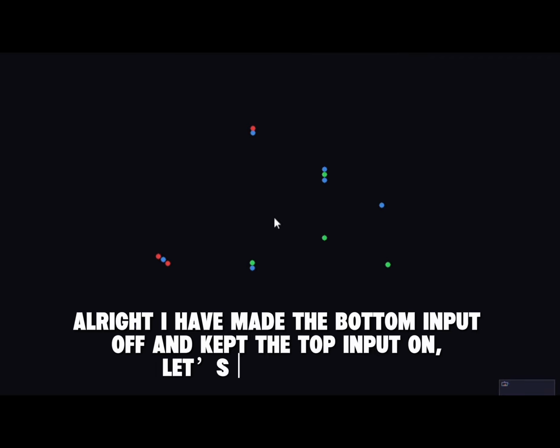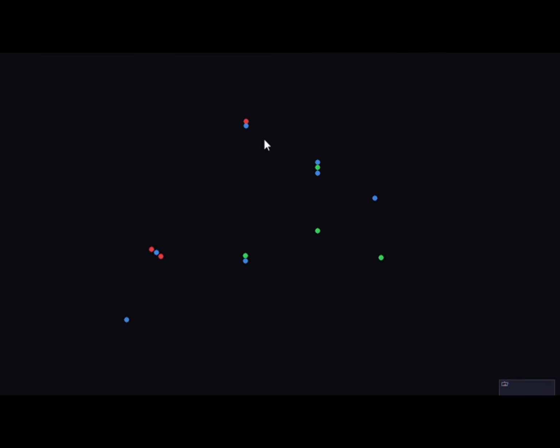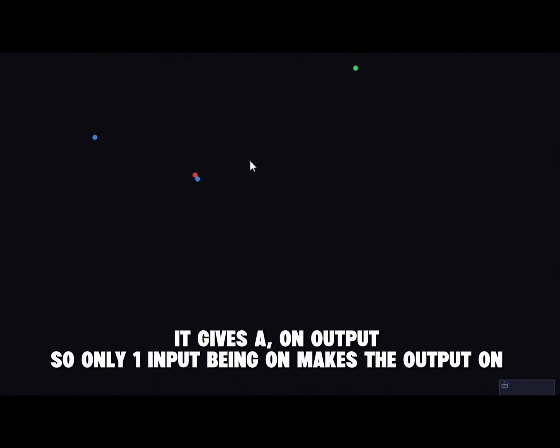Alright, I have made the bottom input off and kept the top input on. Let's see the result. It gives an on output, so only one input being on makes the output on.